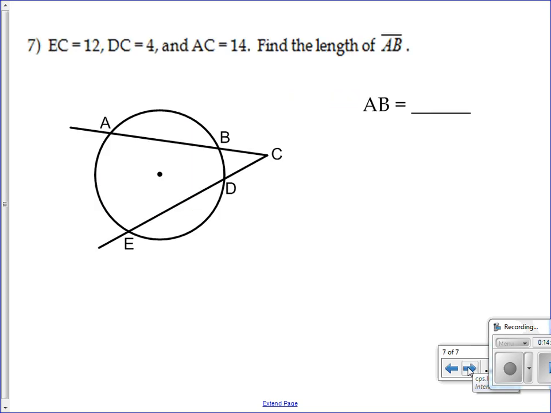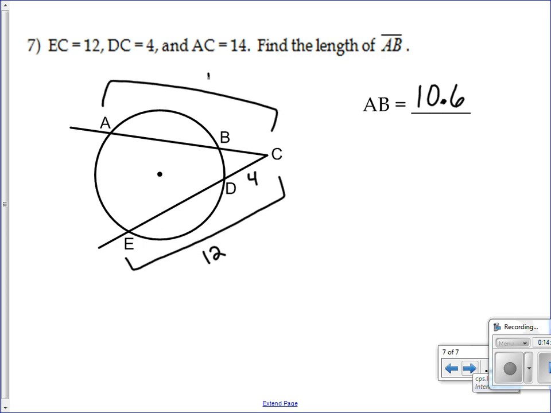Okay, last problem. Finding the length of AB. This is going to be a decimal. It's approximately 10.6. So let's talk about this one. So you're given that the length of EC is 12. Now you're also given the length of DC is 4. And then the length of AC is 14. We're trying to find the length of AB. I'll call that x.